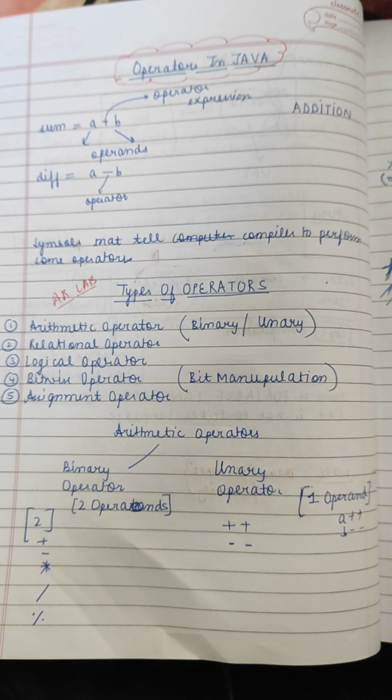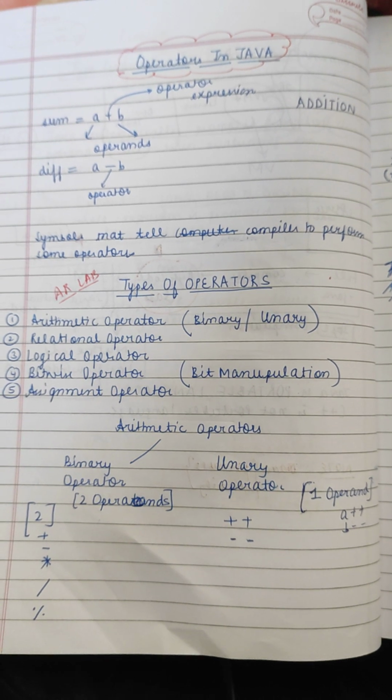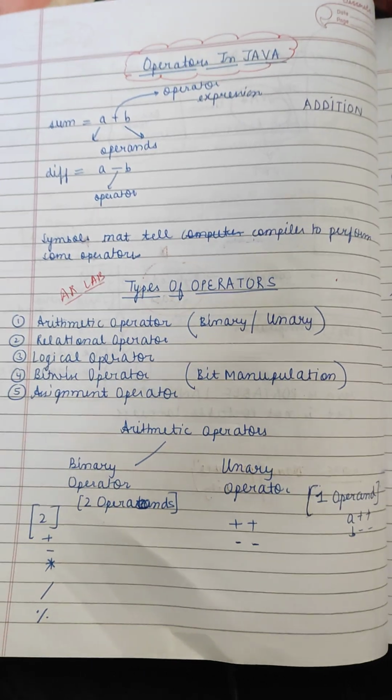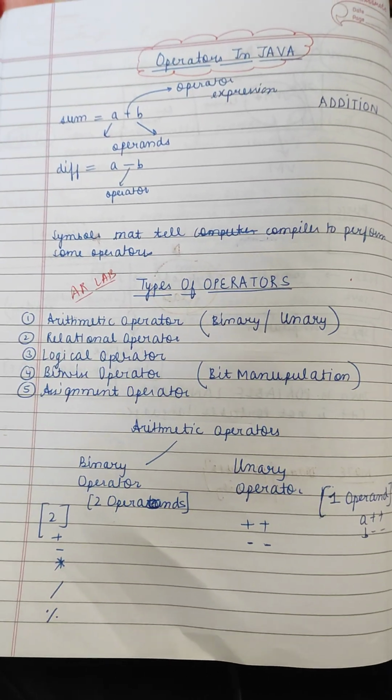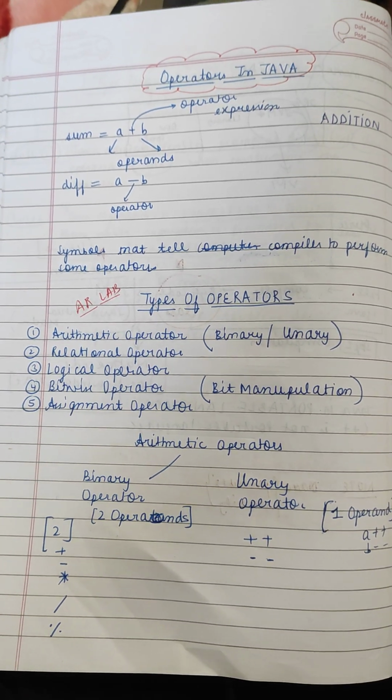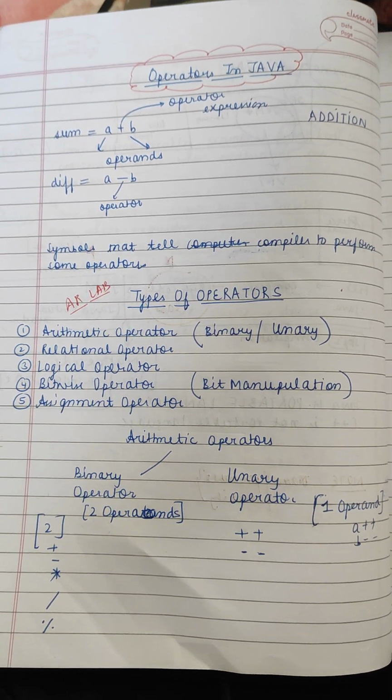Today we are going to have a look at the operators in Java. Operators in Java can be segregated into five categories. The first one is the arithmetic operator, the second one is the relational operator, then the logical operator and the bitwise operator. The last but not the least is the assignment operator.